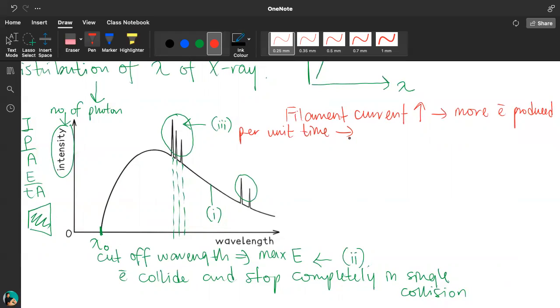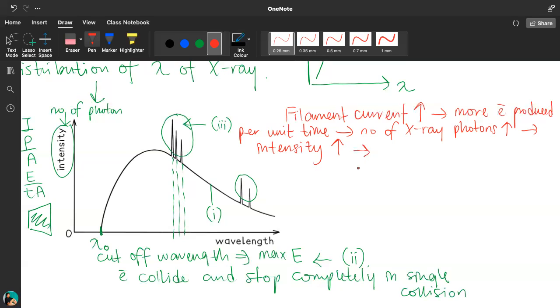If you have more electrons produced per unit time, one electron, when it reaches the heavy metal, will produce one photon. So if you have more electrons, then you have more photons. The number of X-ray photons increases. If the number of X-ray photons increases, again, your intensity will increase. Okay, intensity increases. And what happens when intensity increases?